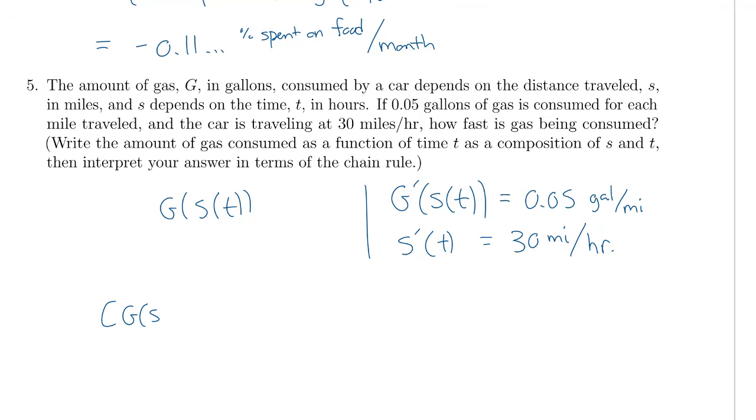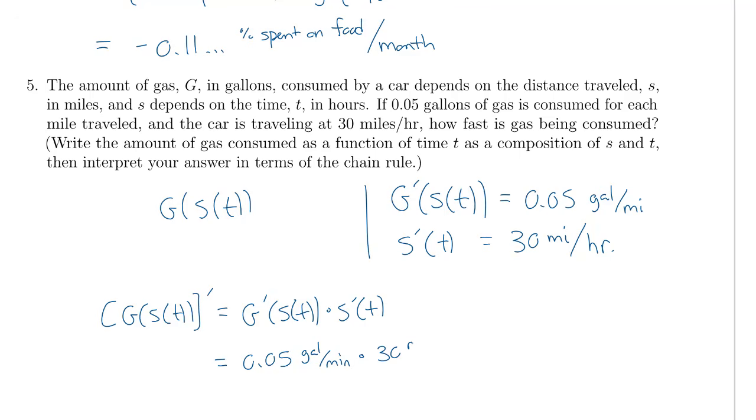So according to chain rule, g of s of t has the derivative g prime of s times s prime of t. However, if we look at what we've unpacked, we have both of those terms. So we can simply substitute those values in, and all we need to do from there is multiply, and we'll have our solution. So g prime of s is 0.05, and s prime is 30.